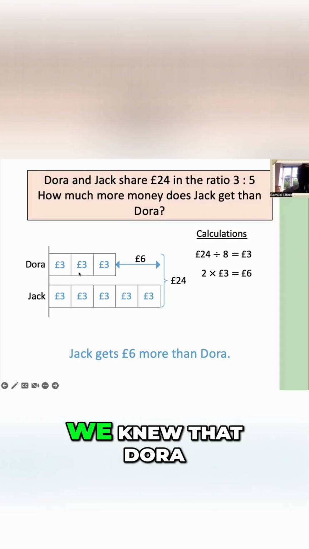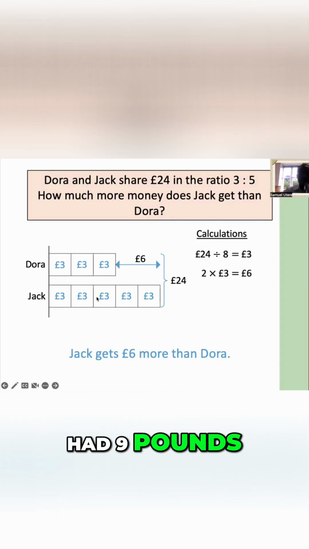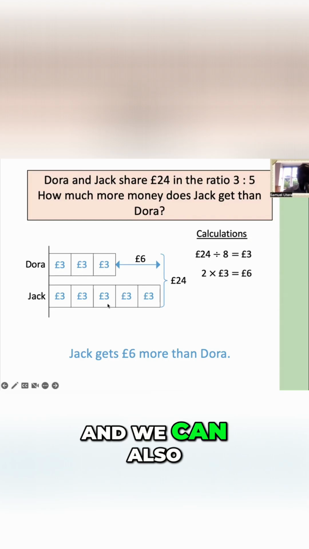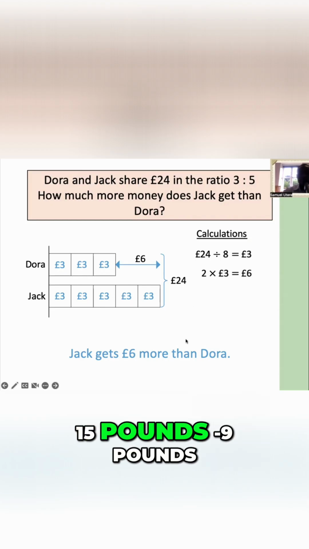So earlier, we knew that Dora had 9 pounds and Jack had 15 pounds. And we can also work it out here. So if you do 15 pounds minus 9 pounds, we will see that we'll get 6 pounds.